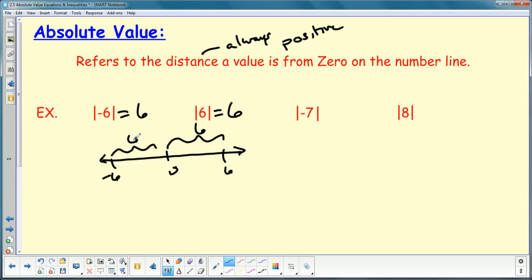So anytime we have an absolute value, there are two numbers that could get that value. If we think of -7, that would be +7, and +8 stays +8. So either number, whether it's positive or negative, will give you a positive absolute value. It's always going to refer to the distance, and so therefore always be positive.